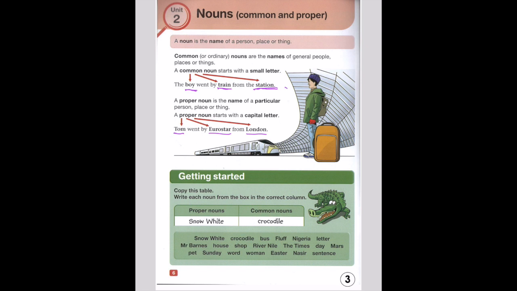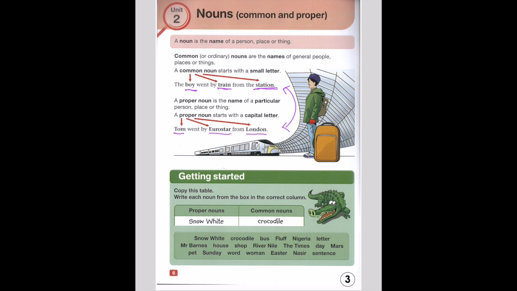Okay, so do you see the differences between a common and proper noun? The common noun is just the general place, station, school, okay? And the proper noun is the actual name of it. So the London station or LIS school, okay? So proper nouns need capital letters.